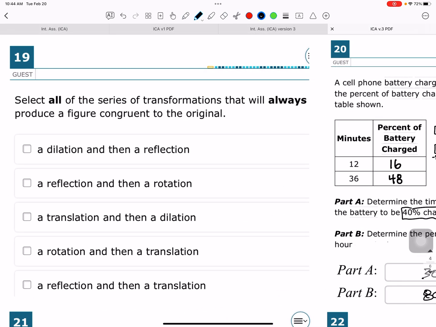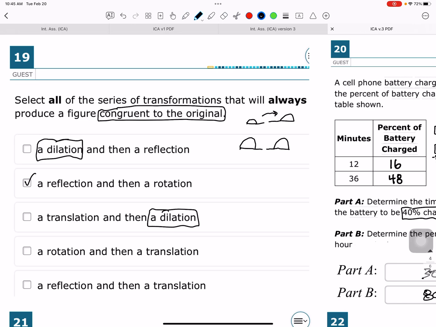If they're always going to be congruent, congruent means, similar means you're still the same shape, two of the same shape, but you might be different sizes, you might be the same size. Congruent means you're the same shape and you're exactly the same size. So the only thing we're not allowed to do is switch sizes. Dilation switches sizes, so we cannot do that one. As long as we don't do a dilation, we're fine. So we cannot do this one because it has a dilation in it. So if we want to stay congruent, if we want to stay exactly the same size, we can't do a dilation.